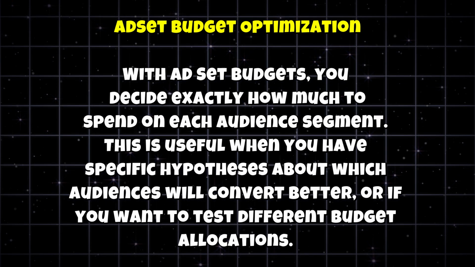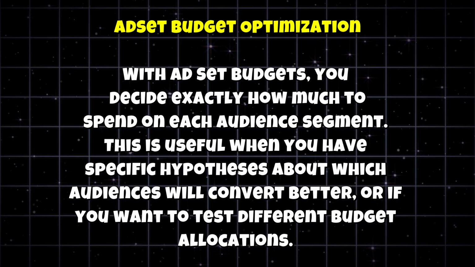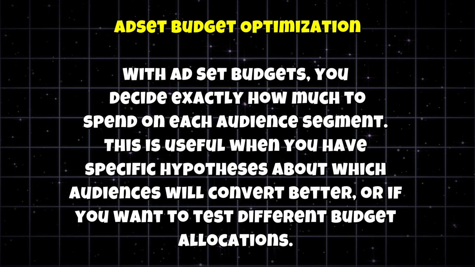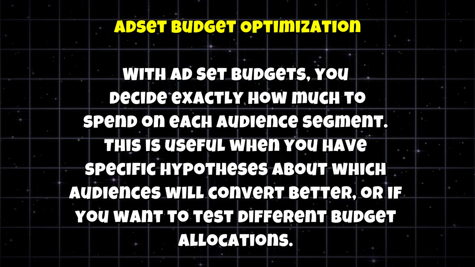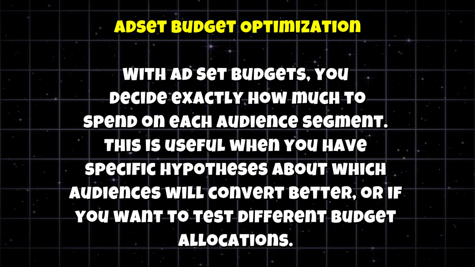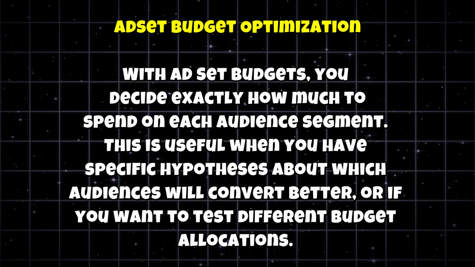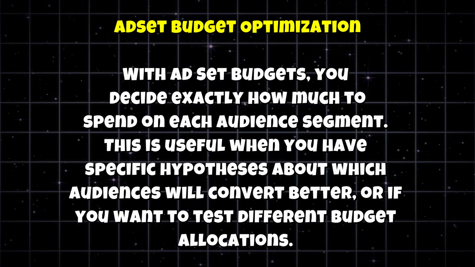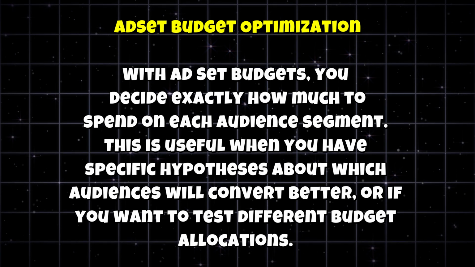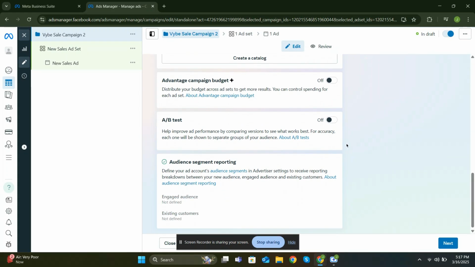This is useful when you have specific hypotheses about which audiences will convert better, or if you want to test different budget allocations. For example, if you have two ad sets, one targeting a broad audience and one targeting a very specific niche, you might choose to allocate a larger budget to the niche audience initially to see how it performs. The campaign setup is complete. Let's move on to the ad set.